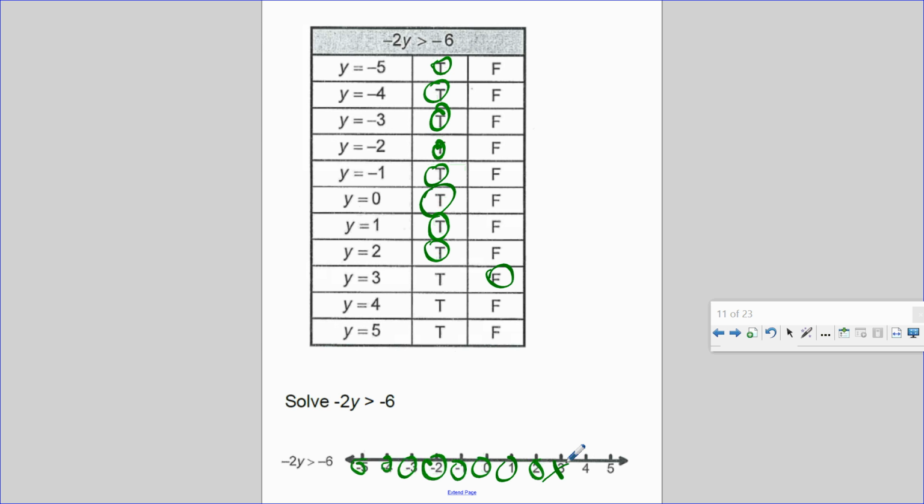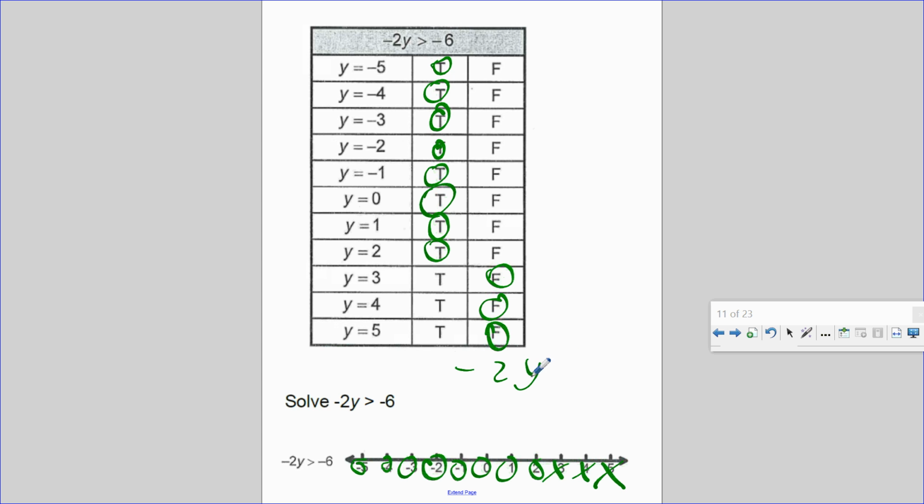Negative 2 times 4 is negative 8. Is that greater? Nope, false. And negative 2 times 5 is negative 10. Is that greater? Nope, false. So looking at my number line, from what I can tell, anything that is 2 or less works. This inequality will work. Now let's solve it.